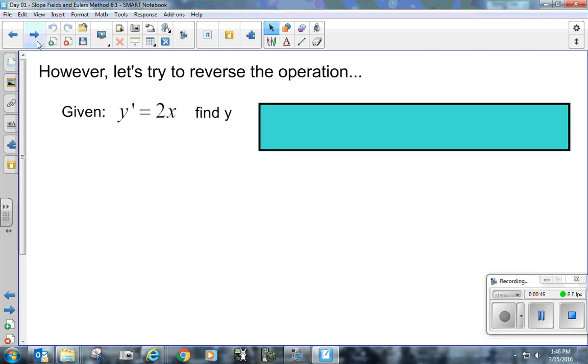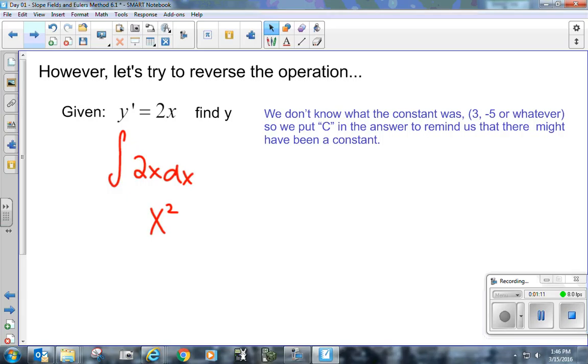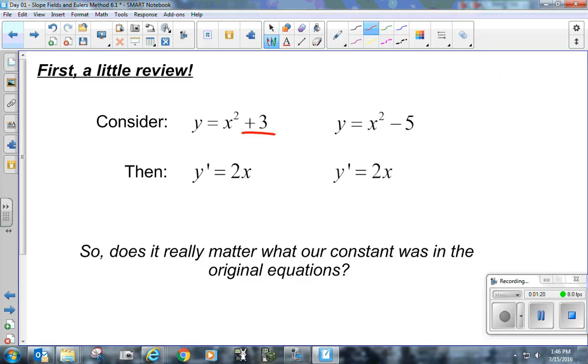However, let's try the reverse operation. I need to integrate this. I'm going backwards from the derivative, don't I? The integration of 2x dx is x squared. But where's the constant? We don't know what the constant was. It could be 3. It could be -5. The derivative would still be 2x. It could be whatever.